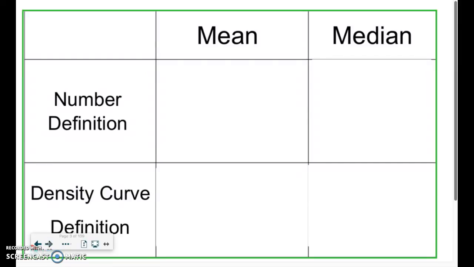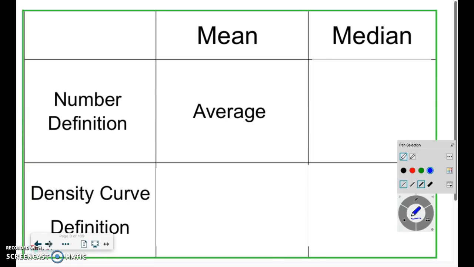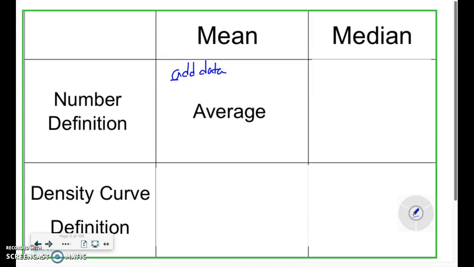Mean and median, number definition. So what is the number definition of a mean when I'm talking density curves? It is the average. Recall, what is the average? Or how do I find the average? I find the average by adding all my numbers, or add all the data, and divide by how many there are, how many you have. Okay, so average or mean.